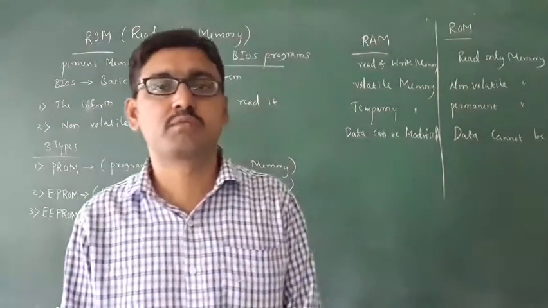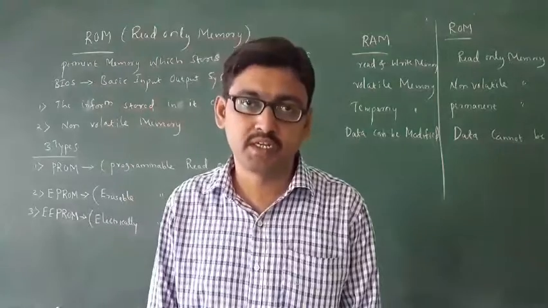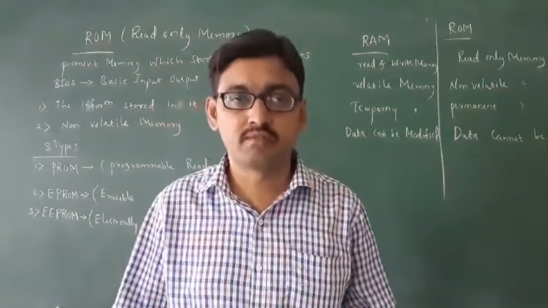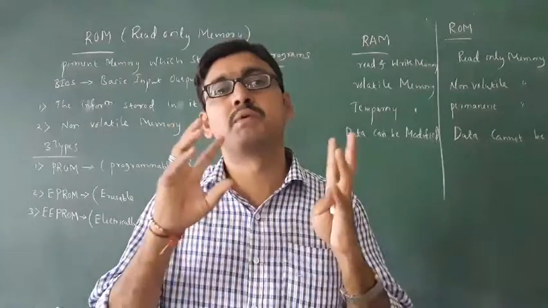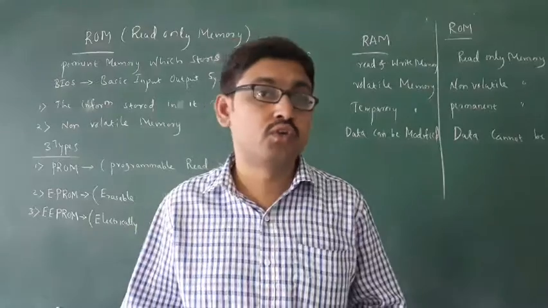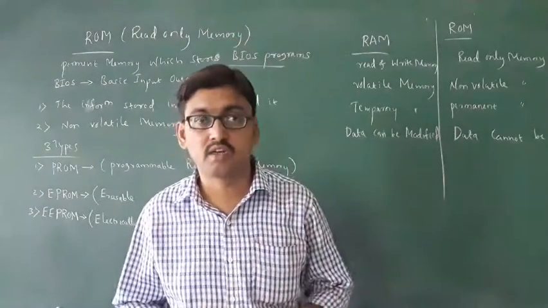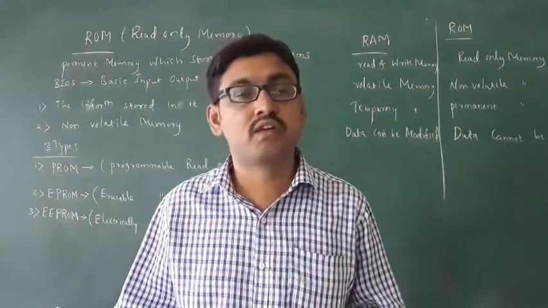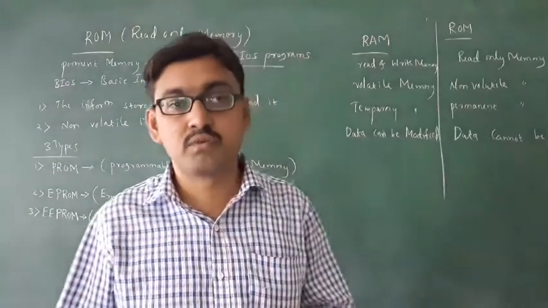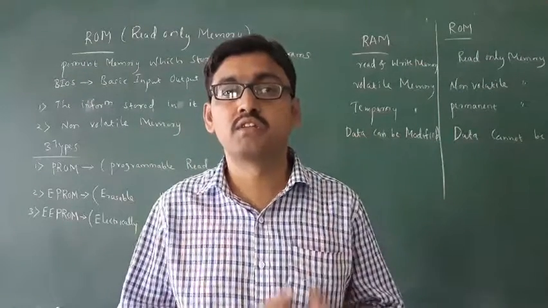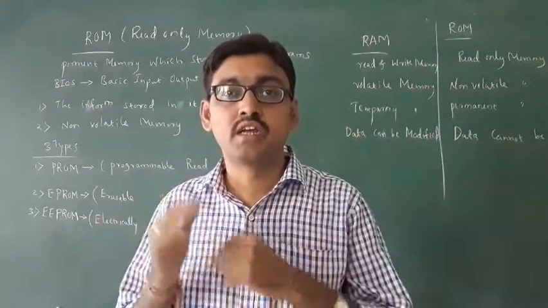The last class we discussed the primary memory. Primary memory is one example of memory devices. In a computer you have many memory or storage devices. Storage devices are used for what purpose? To store the data. Last class we discussed the types of memory devices. There are three types: primary memory, secondary memory, and cache memory.